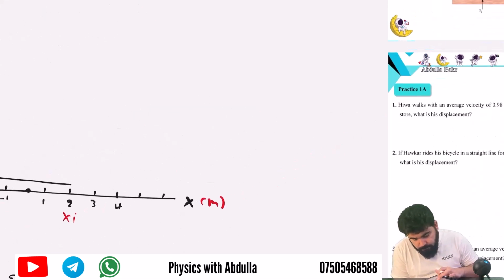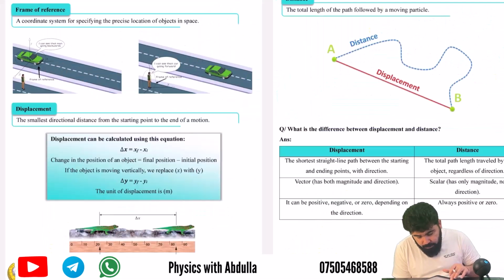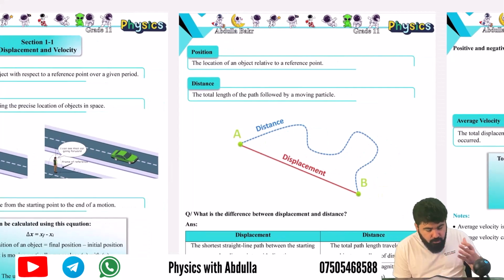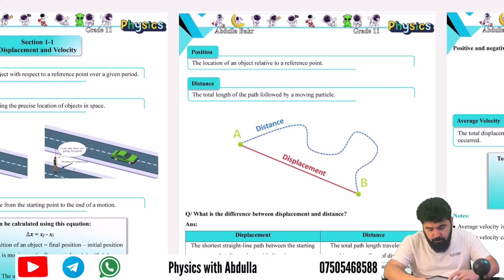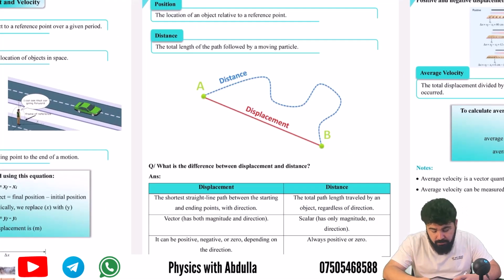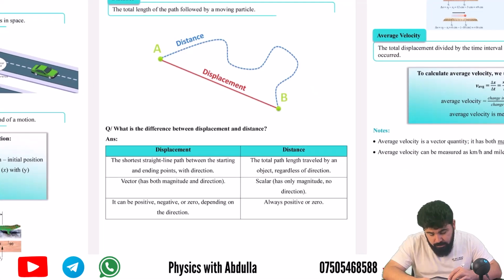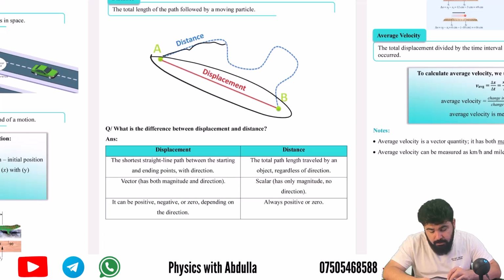Okay, now position, we also talked about that. It's the location of an object referred to relative to a reference point. Distance is the total length of the path followed by a moving particle. Okay, as you see here, displacement is a straight line. The total distance is all the distances that the object has taken. What's the full length that something takes? Displacement, this is the difference between displacement and distance.